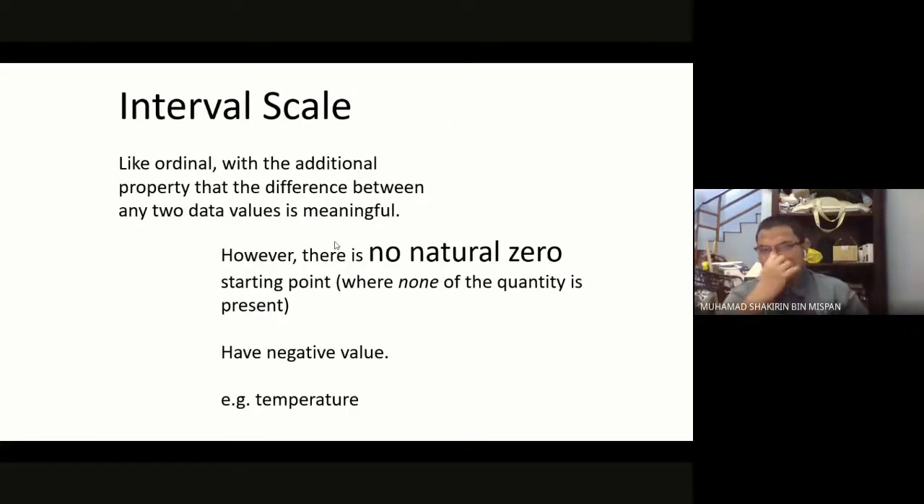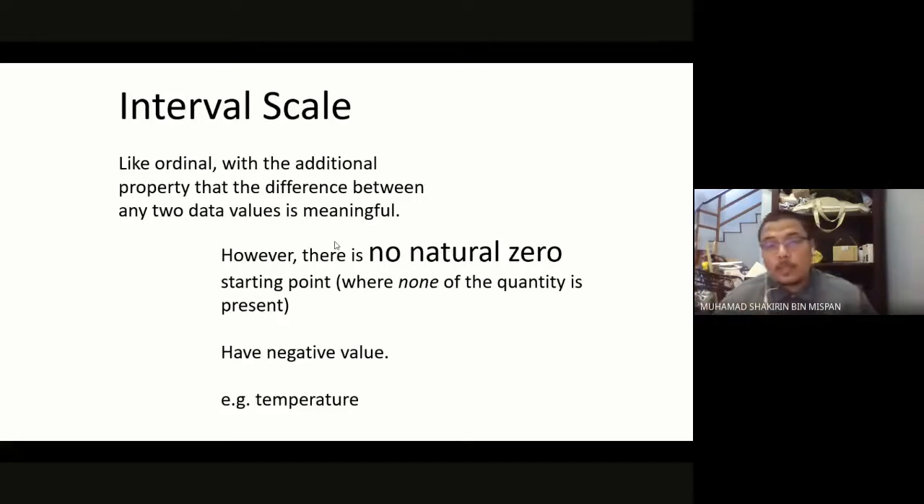Okay, the next one is interval. Like the ordinal, the interval scale also has order. But the order has value. For instance, there is one value to one value, so you have a scale. So that's the interval scale.